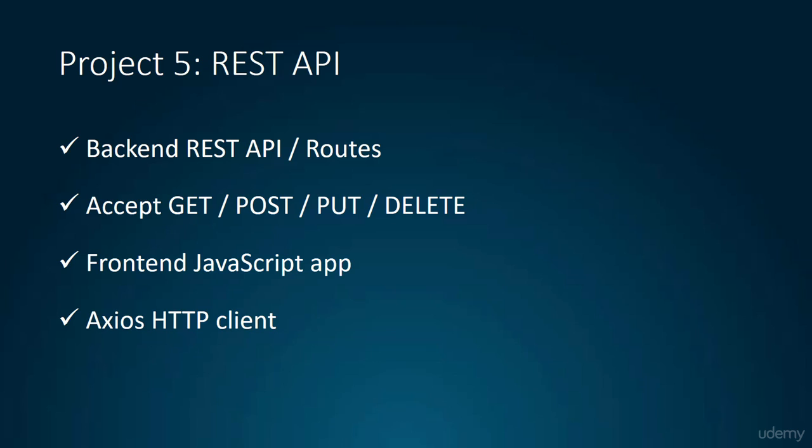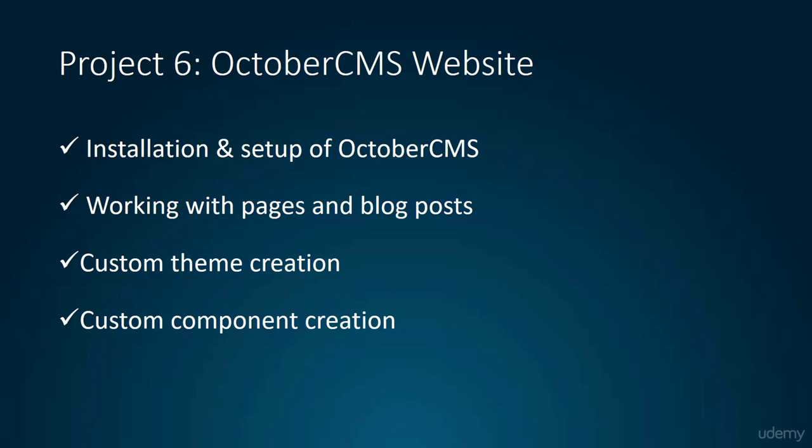So project 5, we built a backend RESTful API. We created the routes and then the models and interacted with the database. We made it so that we could accept get, post, put, and delete requests. And then we moved on and built the front end in JavaScript. And we used Axios, which is an HTTP client, to make requests to our backend API.